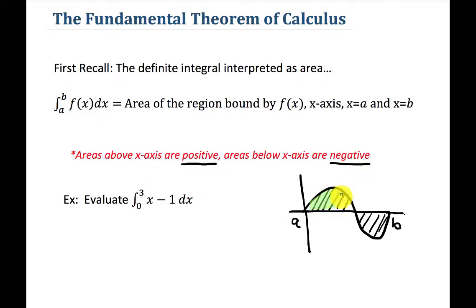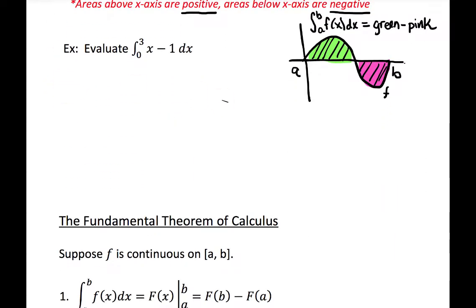So for example, if I were to sketch a curve and I'm integrating this from a to b, I'm looking for the area between x equals a and x equals b bound by the function and the x-axis. The definite integral would just equal the area of the green region, which is positive, plus the negative region, the pink region. In other words, it would be the green minus the pink to give us that total answer for the definite integral.